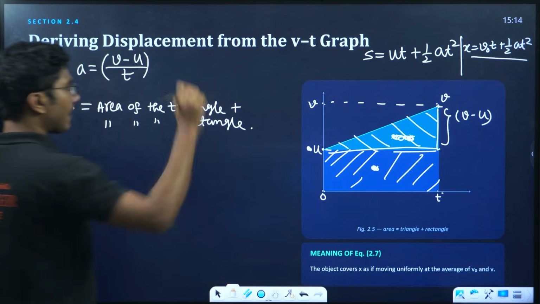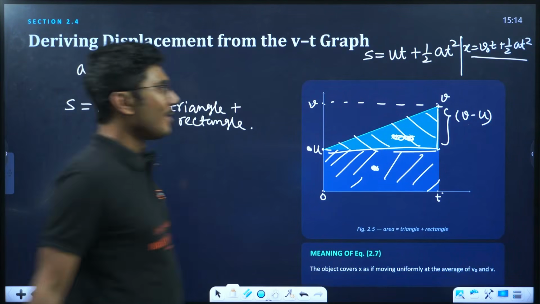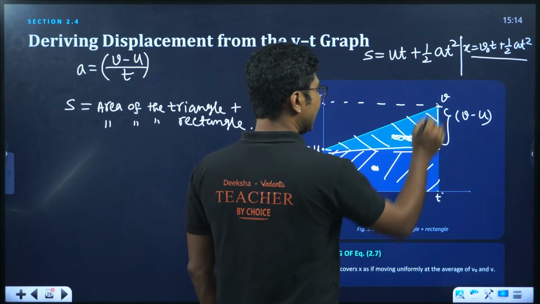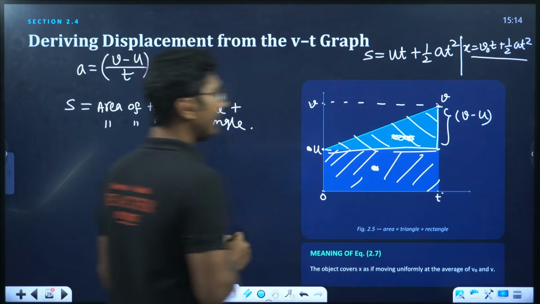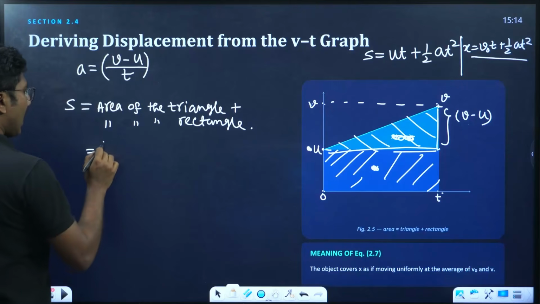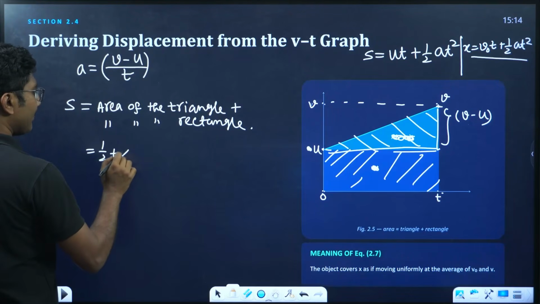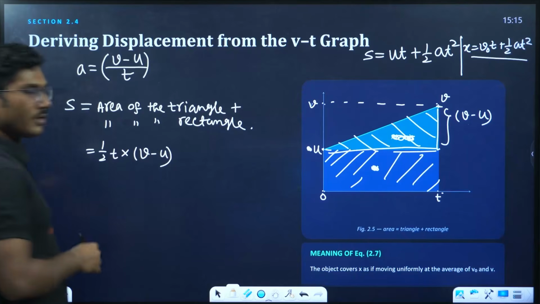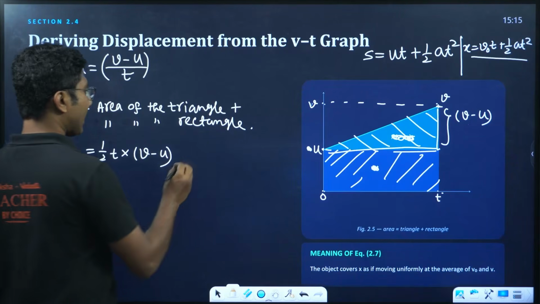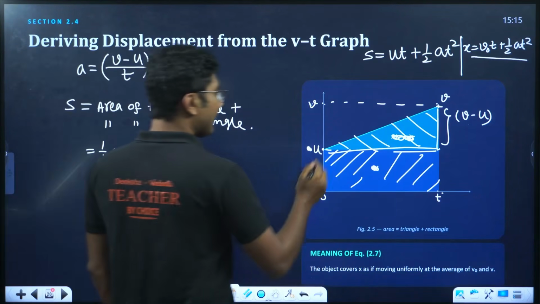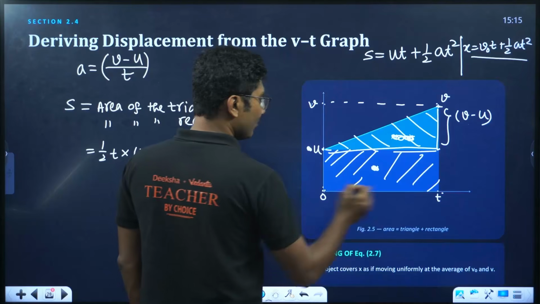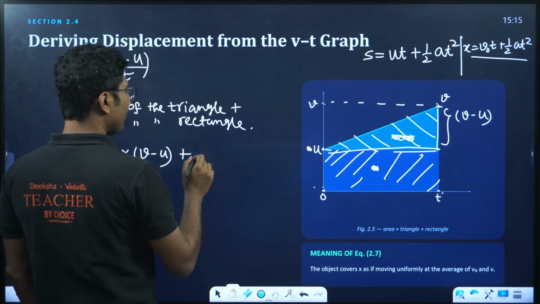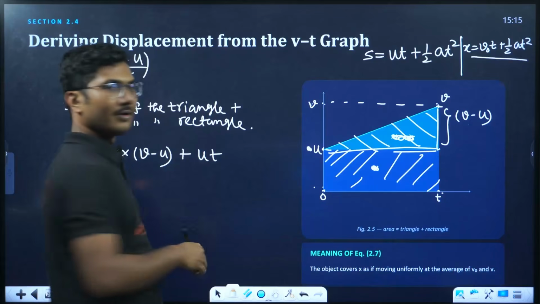So basically we need to calculate these two areas and add them. So what is this area? Area of the triangle is half base into height. Half base is time t, and height is v minus u, right? So this is the area of the triangle. And what is the area of the rectangle? Say this is length, this is breadth, so it will be ut, right?